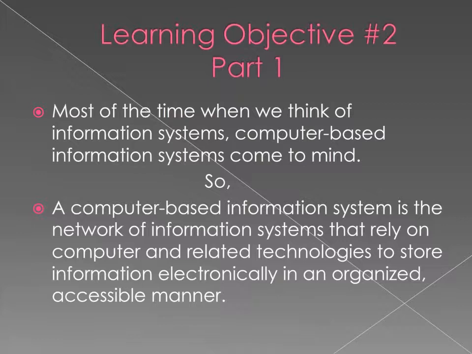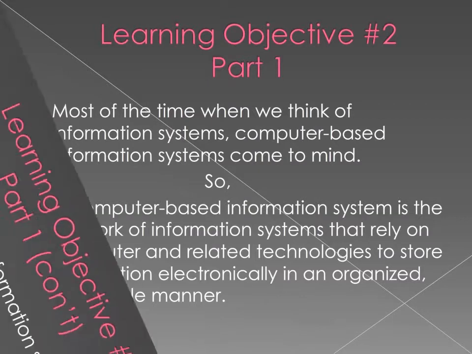So a computer-based information system is the network of information systems that rely on computer and related technologies to store information electronically in an organized, accessible manner. Here's an example for you. I've been seeing the infomercial lately about the new scanner machine where you can actually put your business cards and your Rolodex and things like that, and you can actually store it into a program on your computer that's more easily accessible. Think of it as something like that. Okay, let's go to the next slide.